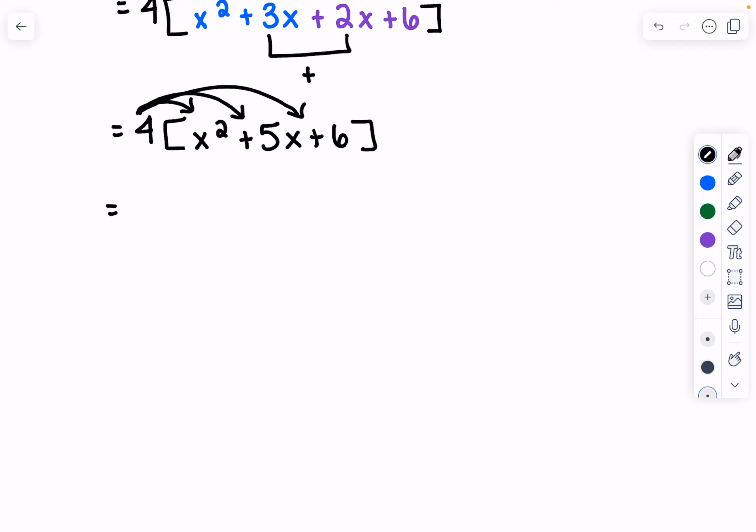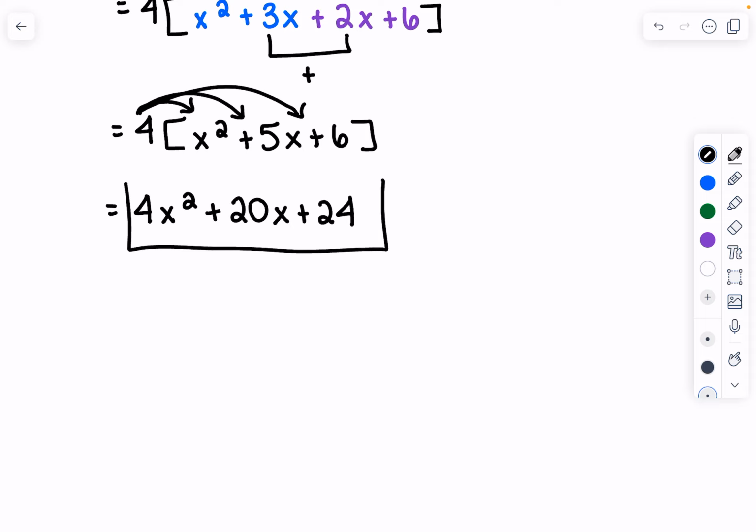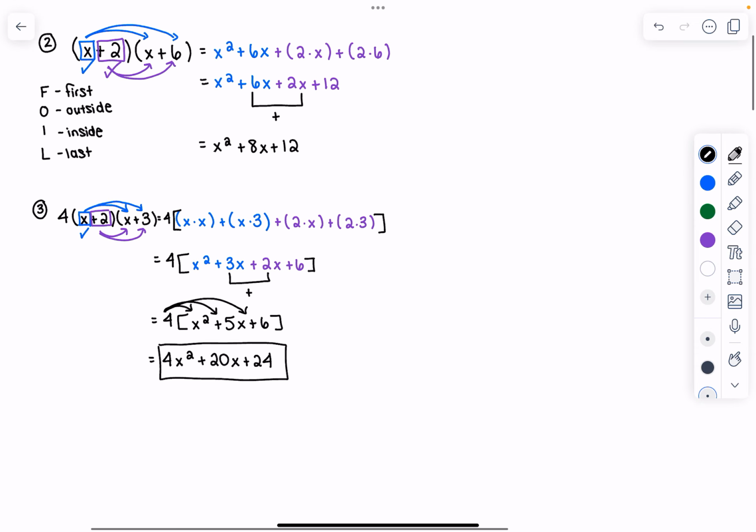What I have now is I have 4 times x squared, which is 4x squared. I have 4 times positive 5x. 4 times 5 is 20. And I leave the letter part alone. I go back to the 4. I redistribute again. I have 4 times 6, which is 24. And that is your final answer. So again, does not feel simplified, but we work with what we have. Okay? So hopefully this helps just when you're working on your expansion piece.